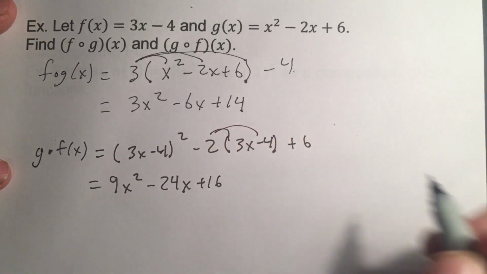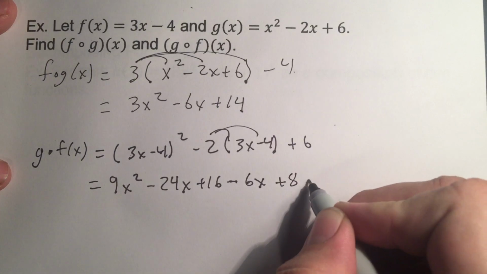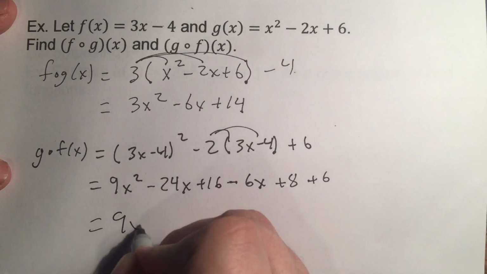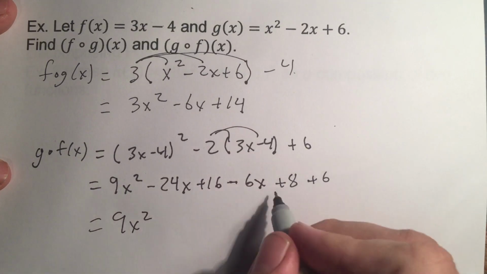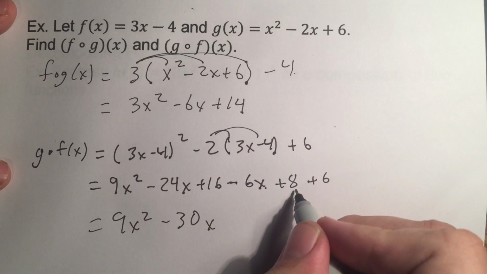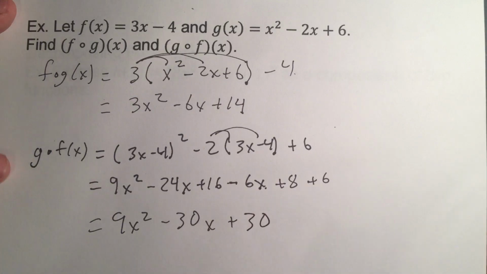Here we're going to distribute that in. So minus 6x plus 8, and then our plus 6. If we put like terms together, 9x squared, minus 24x and minus 6x would be minus 30x. And 16 and 8 is 24, plus another 6 would be plus 30.